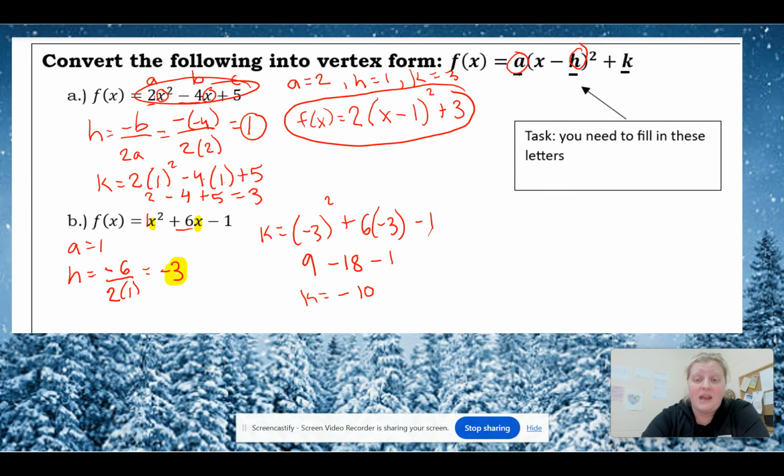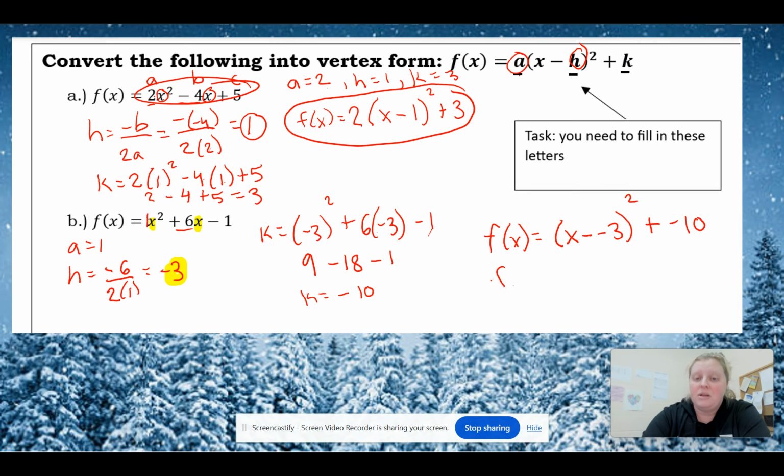Now that I have A, H, and K, I'm going to go ahead and present my answer. So f of x equals, now my A is 1, but you're not required to write 1 out front. So I'm going to skip that, and I'm going to move on to the parenthesis, x minus, I'm going to plug in my H, which is -3, squared, plus my K value, which is -10.